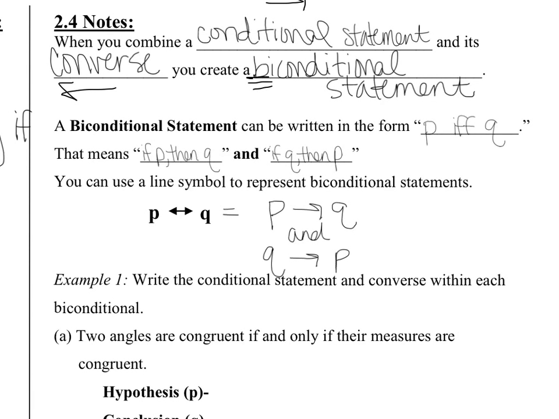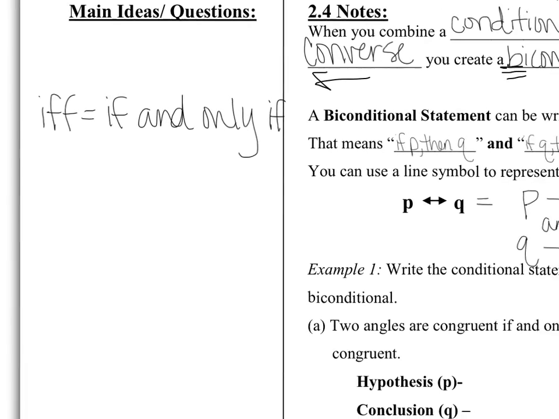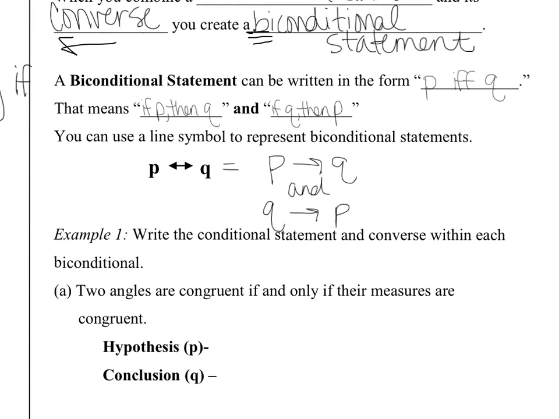Okay, a biconditional statement can be written in the form P if and only if Q. So take a second and mark down that IFF means if and only if. So you have to read it if and only if so you don't sound like a goofball. So P if and only if Q. So what that if and only if means is just what I said earlier. You can say it forward or backwards. If P then Q, so that would be the conditional, the normal way, or you can flip it backwards. If Q then P. So here we're seeing it's the combination of the conditional and the converse smashed together with this if and only if thing.